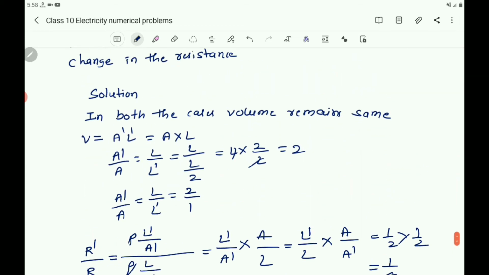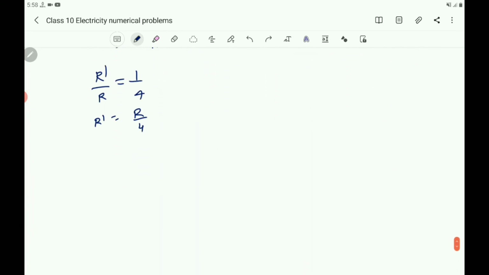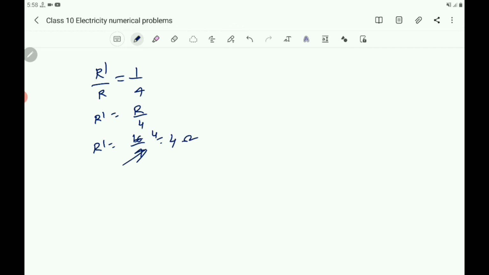Then what is the original resistance? The resistance is 16 ohm. R equals 16 ohm. So you take R dash equals 16 by 4. 4 fours are 16. You got 4 ohm. That is also 4 ohm.